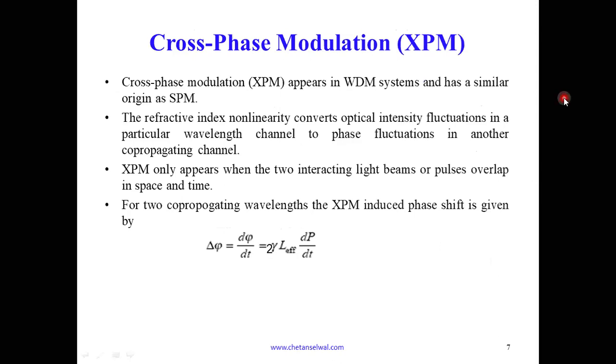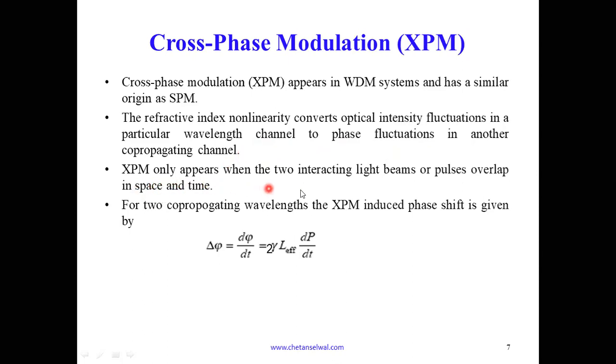Cross-phase modulation. Cross-phase modulation appears in WDM systems, and it has a similar origin as SPM. So the origin for SPM and XPM is the same, but SPM is for single wavelength channels, while XPM or cross-phase modulation appears in WDM or multi-wavelength channels. The refractive index non-linearity converts optical intensity fluctuations or power fluctuations in a particular wavelength channel to phase fluctuations in another co-propagating channel. So because of power fluctuation in one channel, phase fluctuations will take place in another co-propagating or nearby channel.